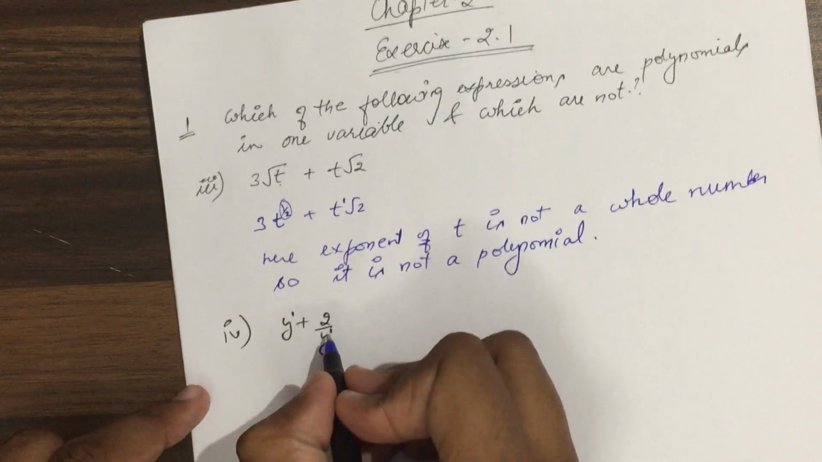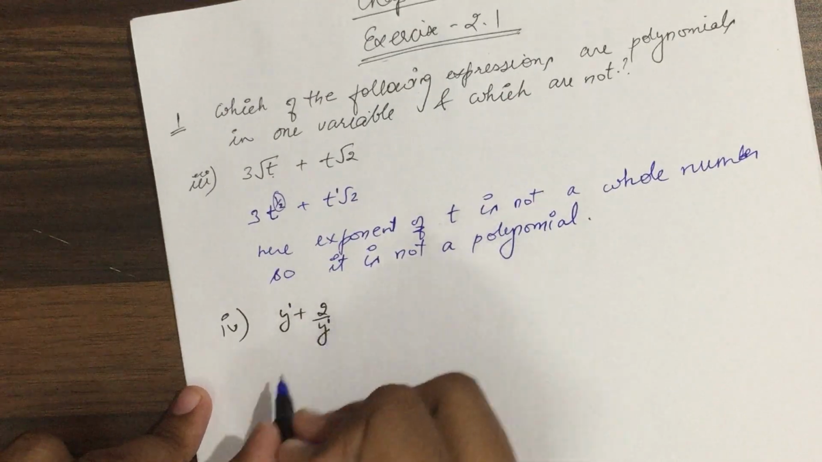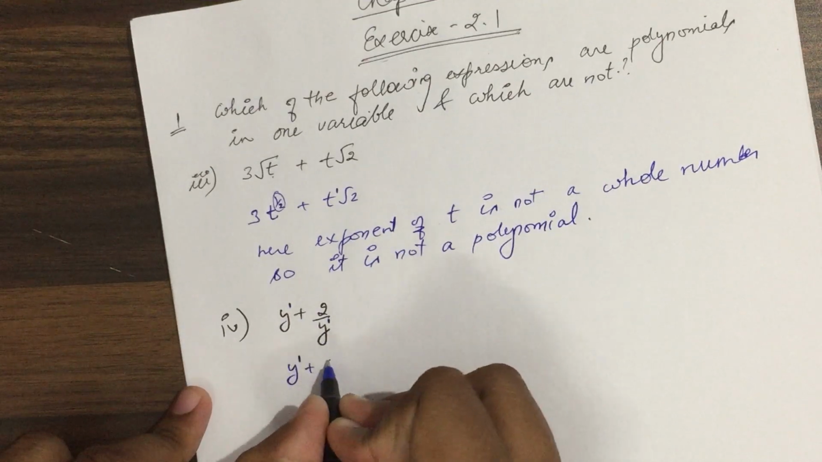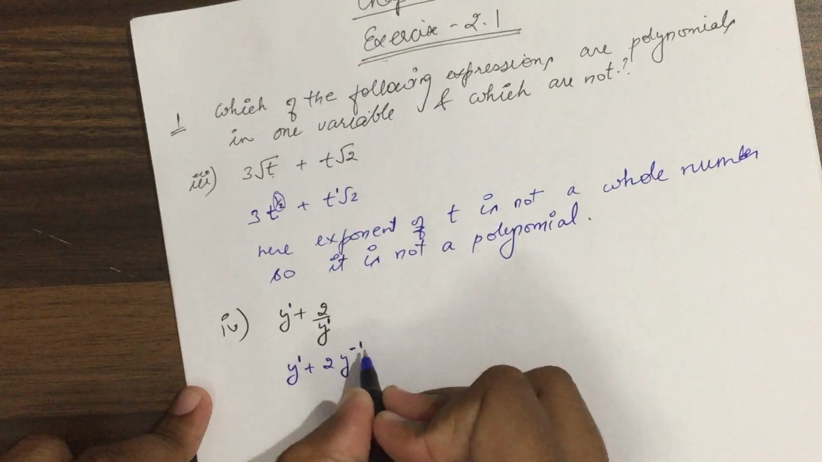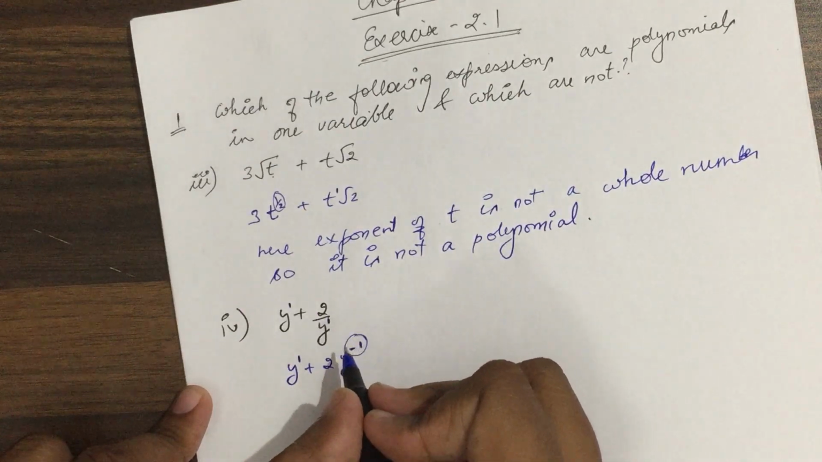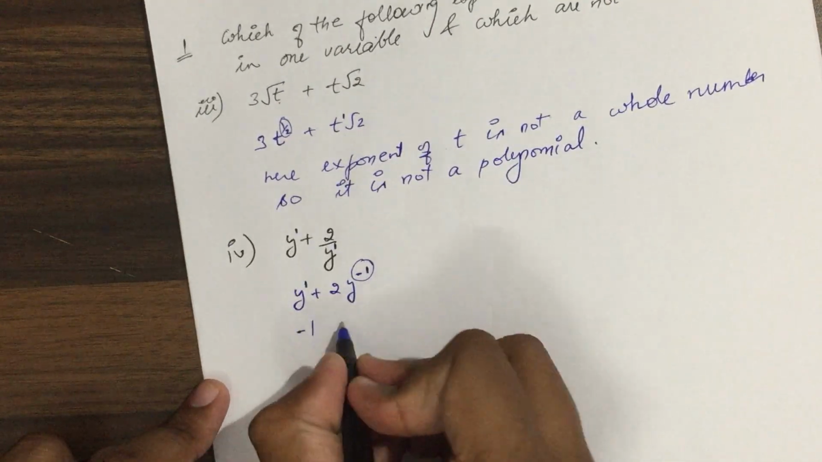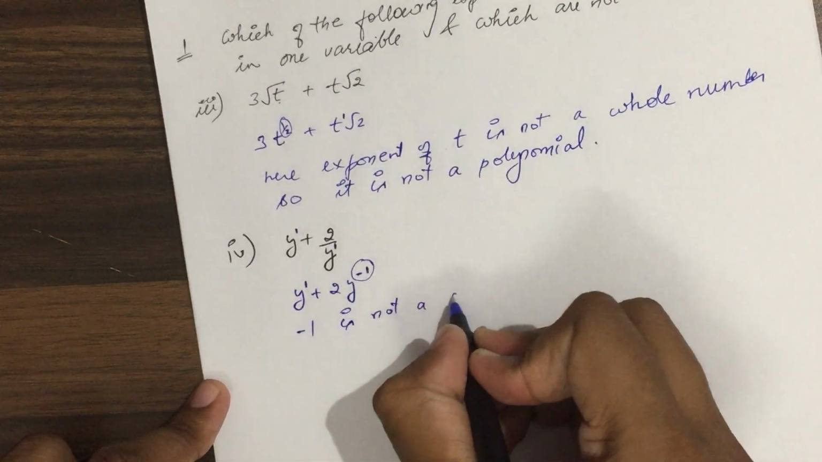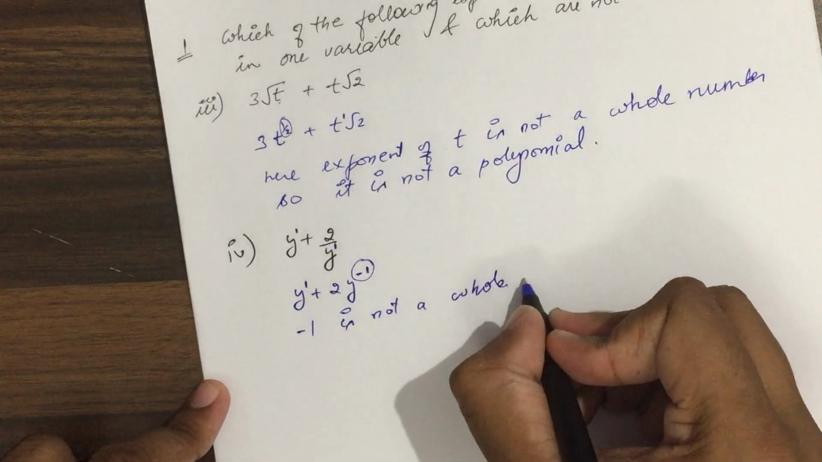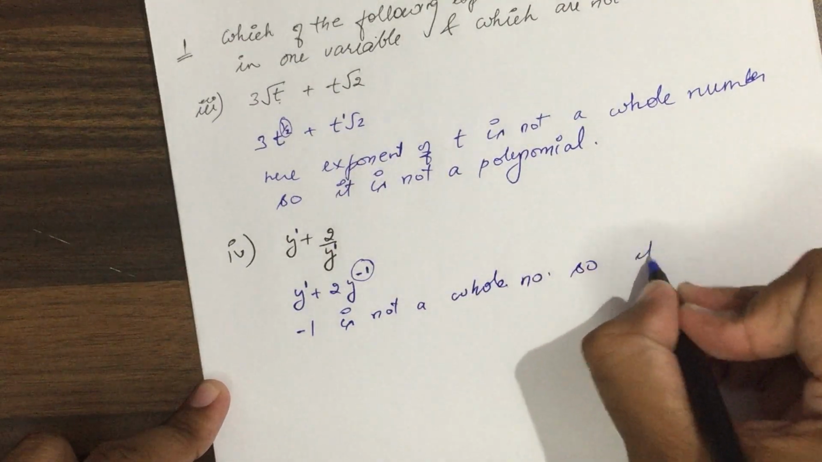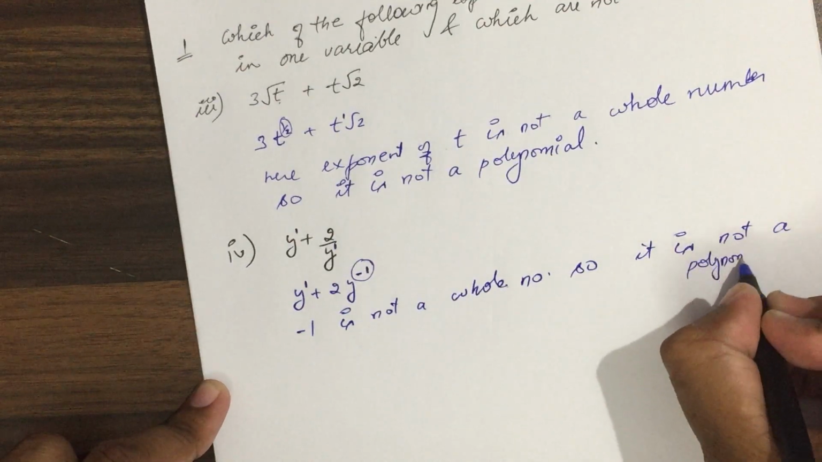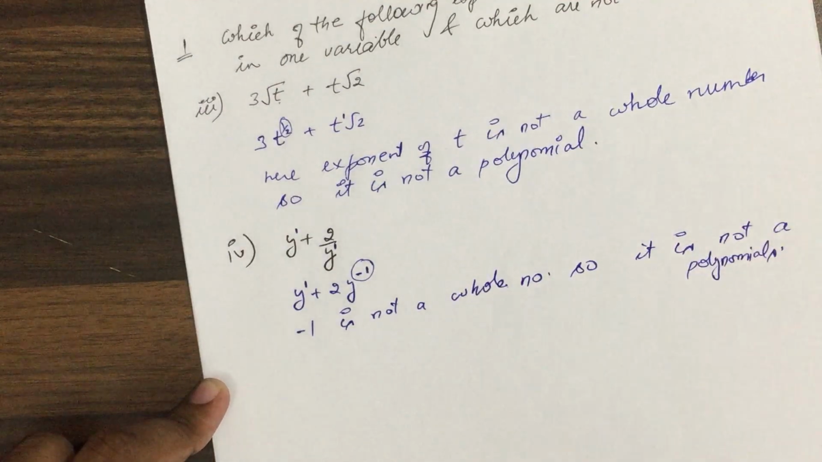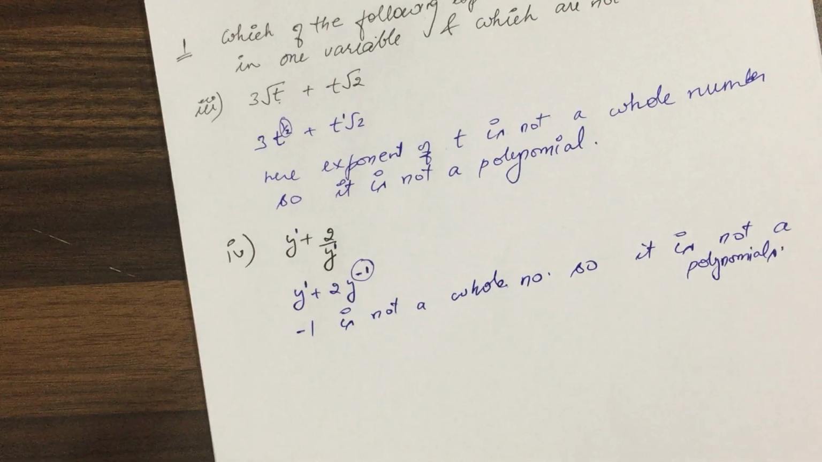Now what we will do, we will take it in the numerator and then we will check whether it is a whole number or not. So here it is y to the power 1 plus 2 into 1 upon y to the power 1. When we bring it into the numerator, it will become minus 1. So again this minus 1 is not a whole number, so it is not a polynomial. Okay, the remaining part I think you can do easily. Now question 2 is also easy, you can solve it very easily.